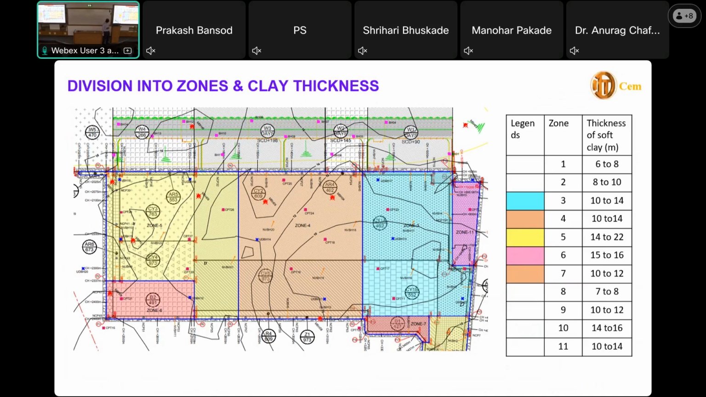So as you go away from the hill, this is the seaside, your thicknesses are increasing. So that's why you can see zone 3 is having less thickness, and zone 5 thicknesses are more. So if you go deep into the sea, the thickness of the clay is increasing.